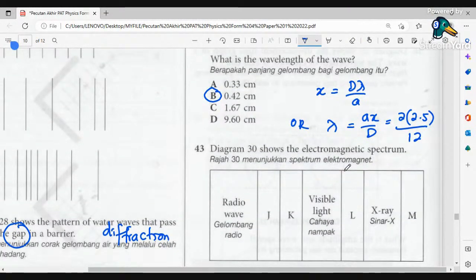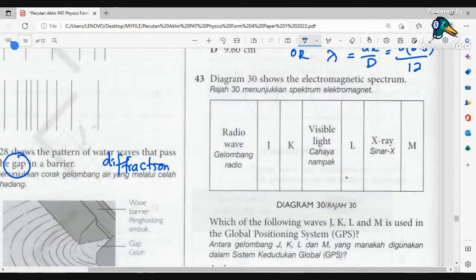Number 43, electromagnetic spectrum. Ingat dia punya arrangement. Gamma, gaji, X-men untuk UV, Vivian ingin makan roti. Gaji X-men untuk Vivian ingin makan roti. Gamma, X-ray, ultraviolet, visible light, infrared, microwave, radio wave.